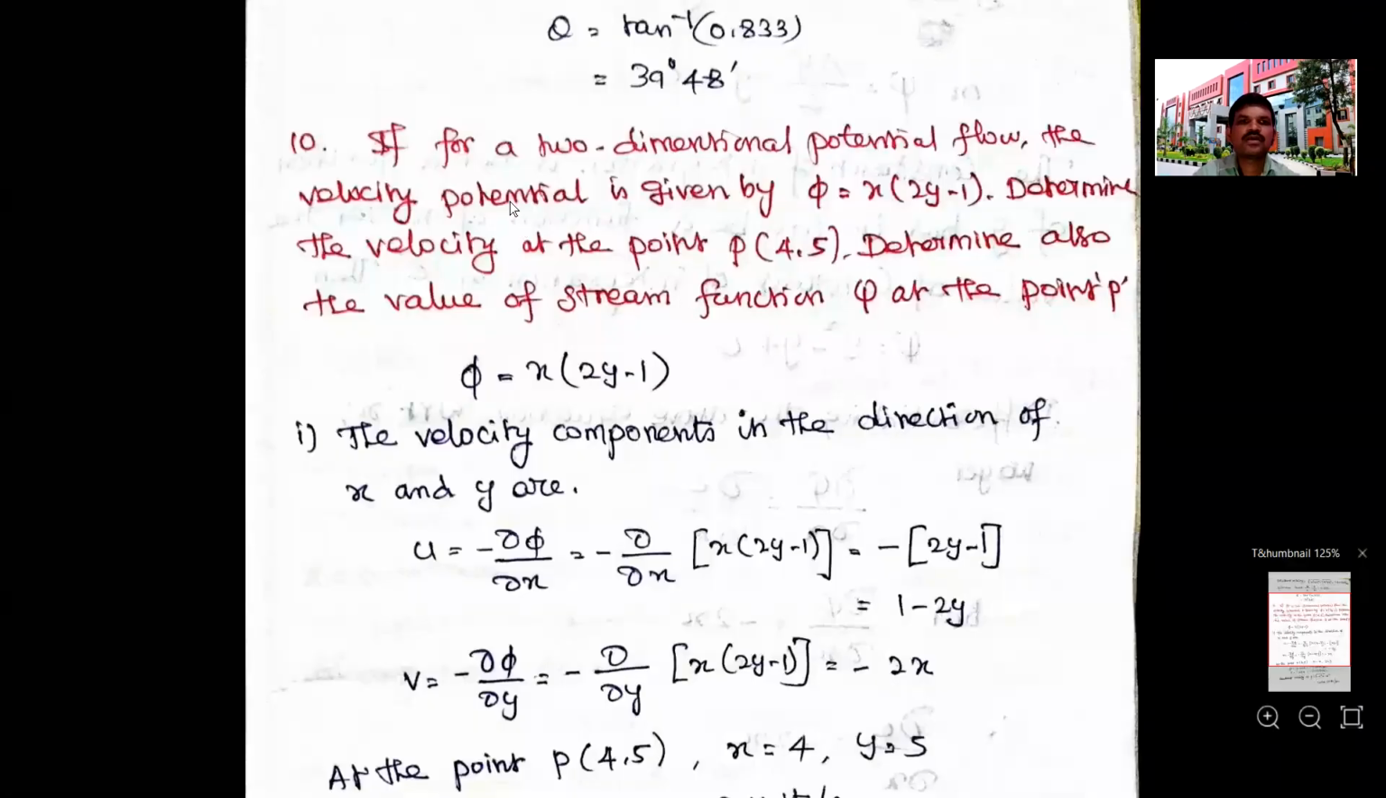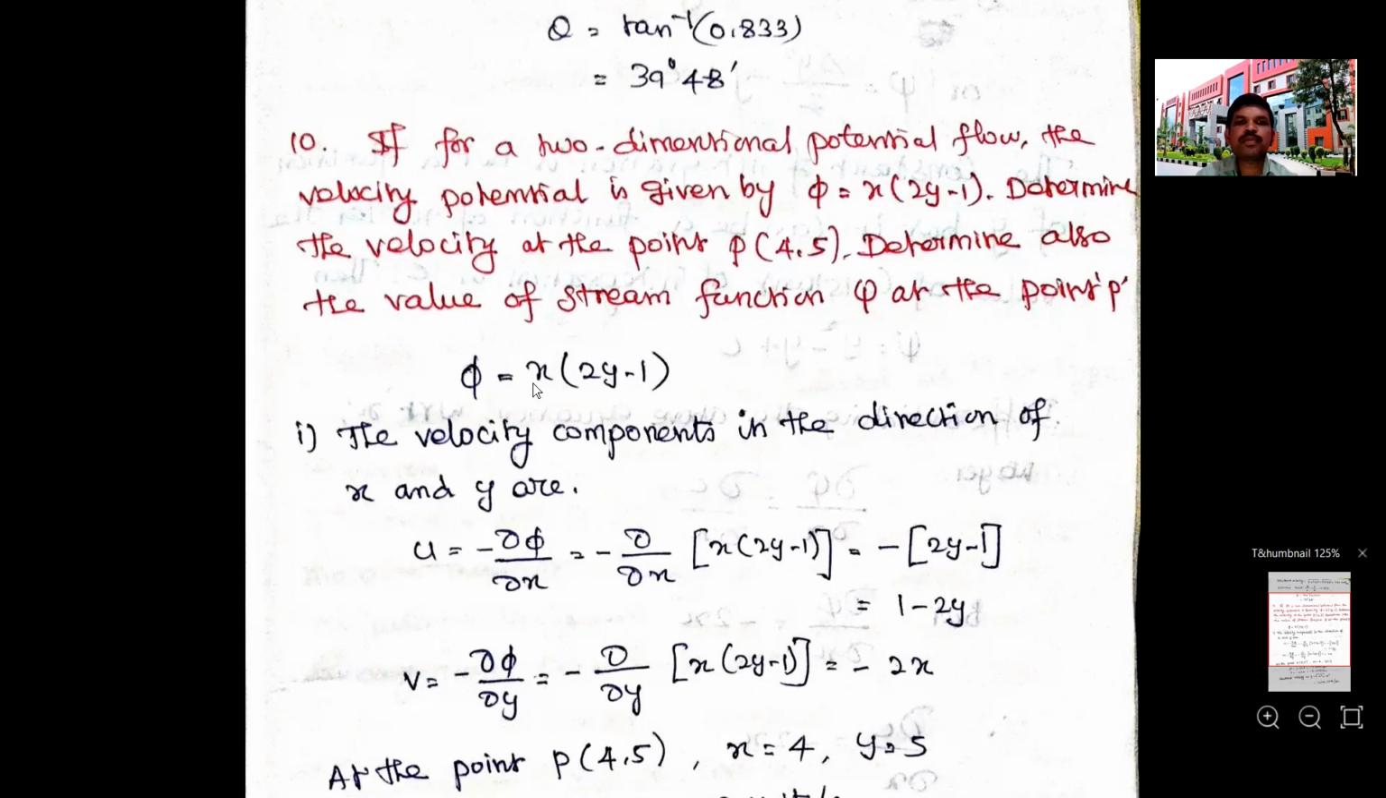So next problem. For a two-dimensional potential flow, the velocity potential is given by phi equal to x into 2y minus 1. Note down, this is not a stream function, it is the velocity potential function. Determine the velocity at the point P (4, 5). Determine also the value of the stream function psi at the point P. Here we have to calculate only the velocity potential part. Easy enough.